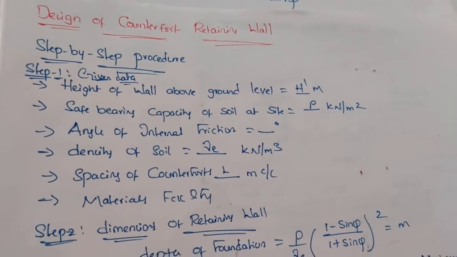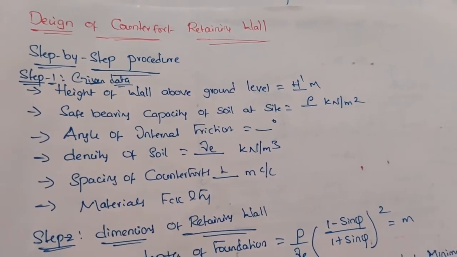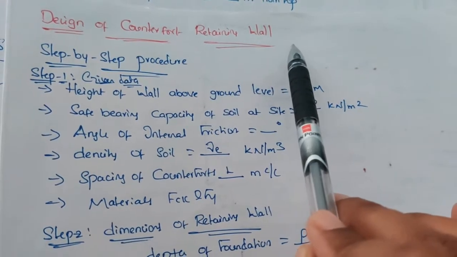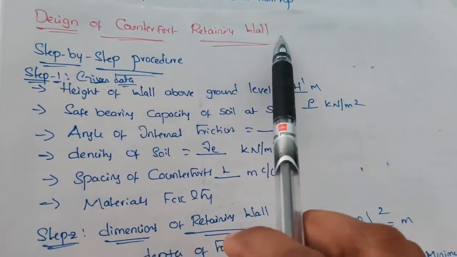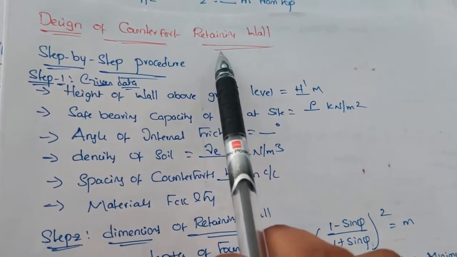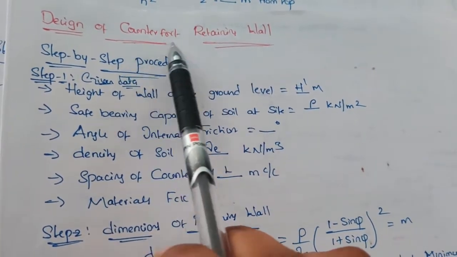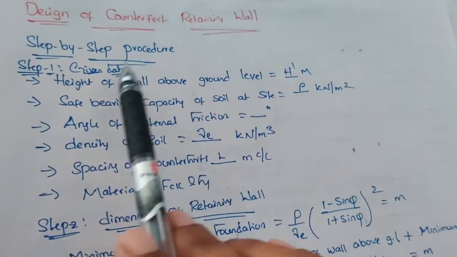So good morning students. In this tutorial we are going to discuss how to design a counterfort retaining wall. You already know the difference between cantilever and counterfort retaining wall. When the retaining wall height exceeds 8 to 12 meters, you will provide the counterfort retaining wall.